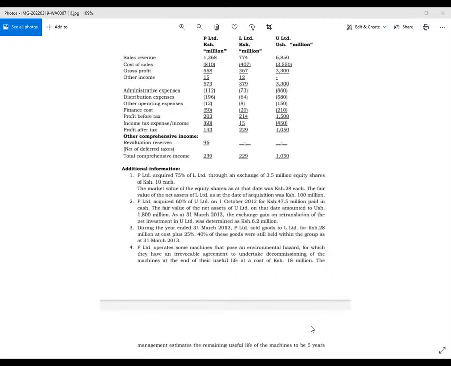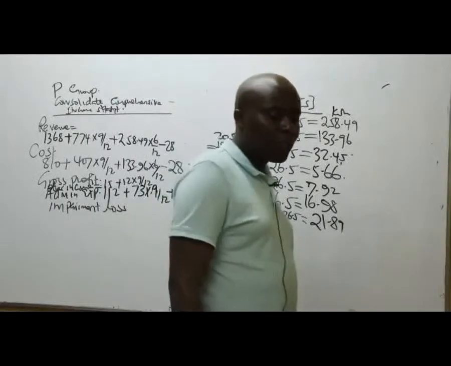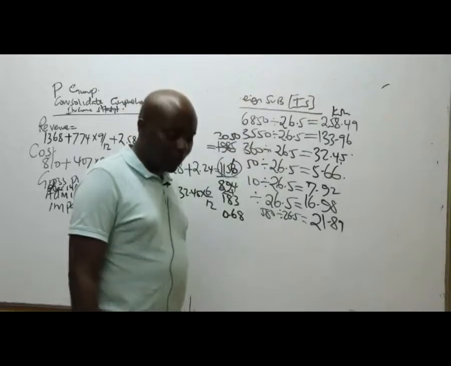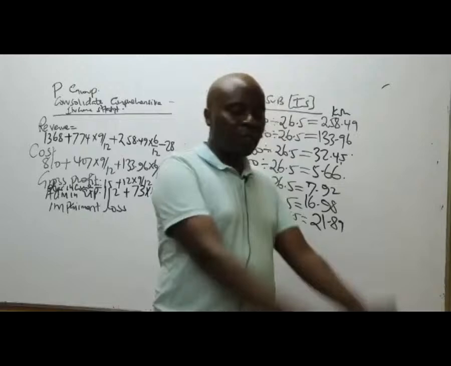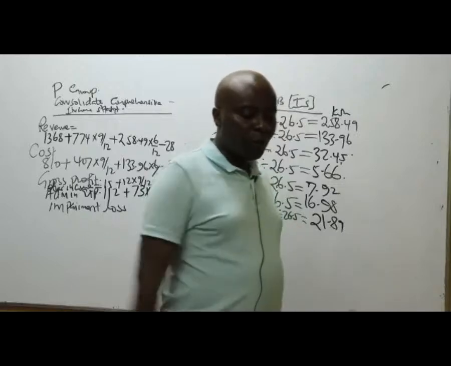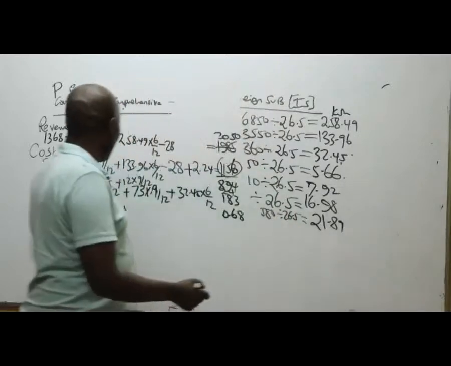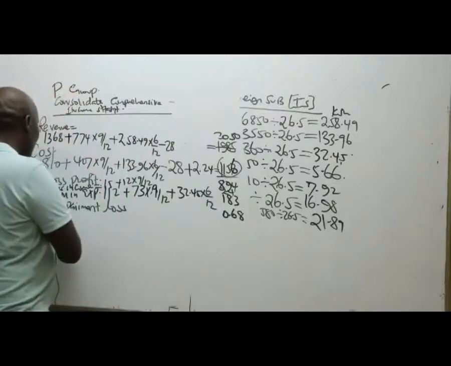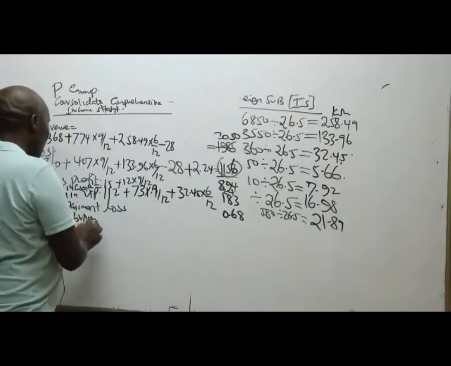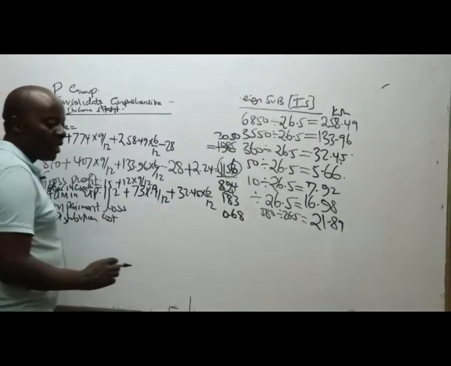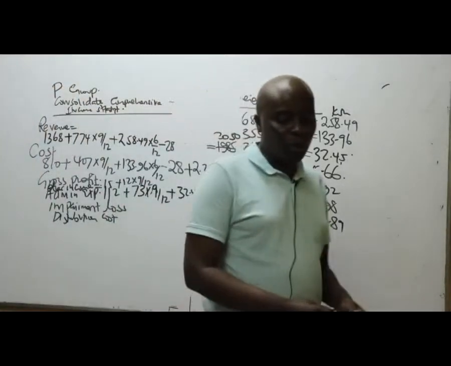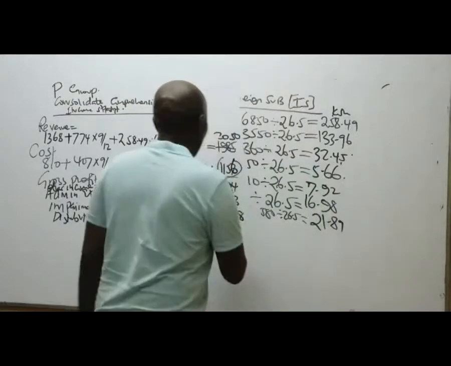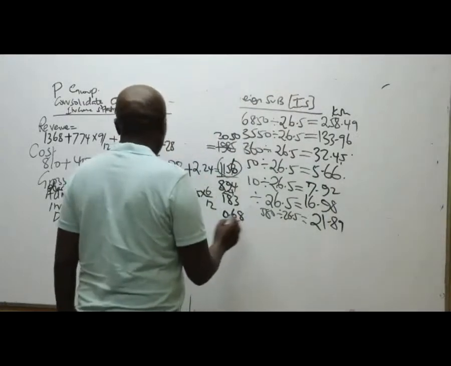Is there somebody who can give me an answer for the distribution cost? 255. So I'm being given a figure of 255. It's only one student who gave me the answer, 255. Thank you very much. I'll come and put it somewhere here.